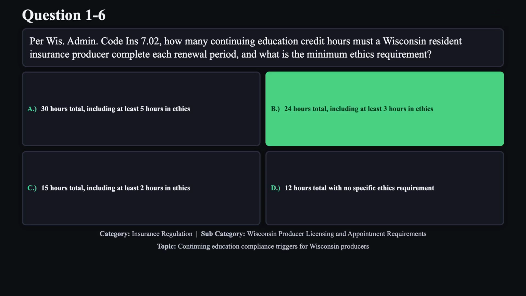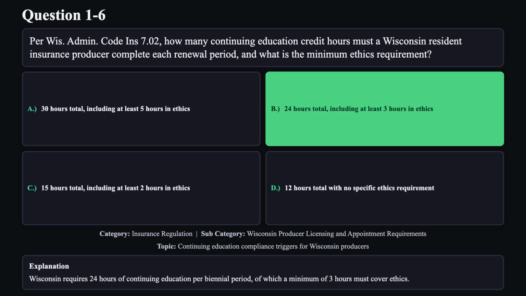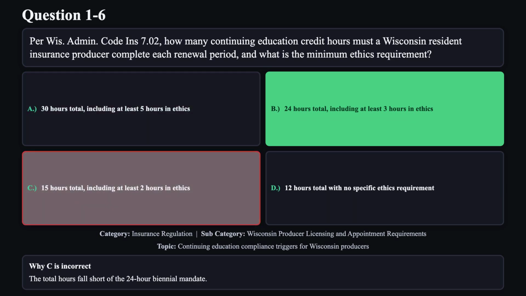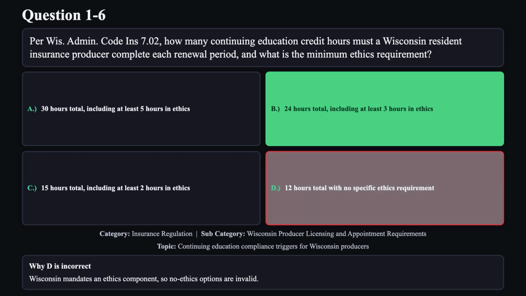The correct answer is B. Wisconsin requires 24 hours of continuing education per biennial period, of which a minimum of 3 hours must cover ethics. Reason A is not correct. The total and ethics hours exceed Wisconsin's specified requirements. Reason C is not correct. The total hours fall short of the 24-hour biennial mandate. Reason D is not correct. Wisconsin mandates an ethics component, so options with no ethics are invalid.